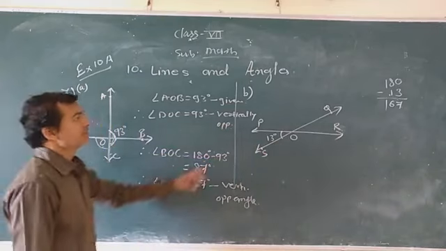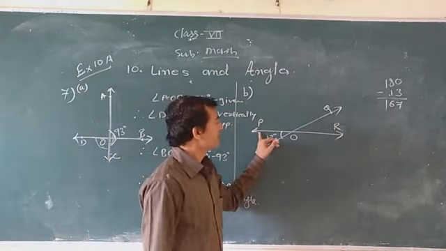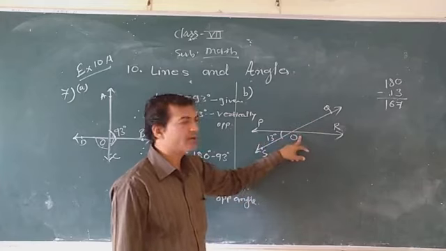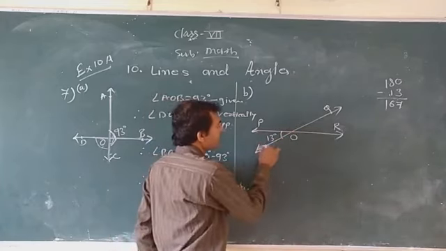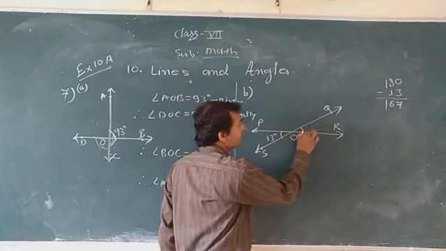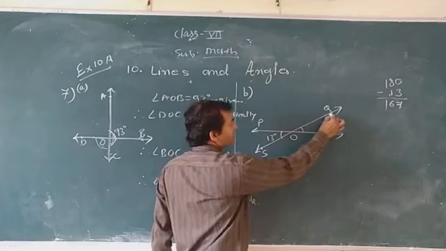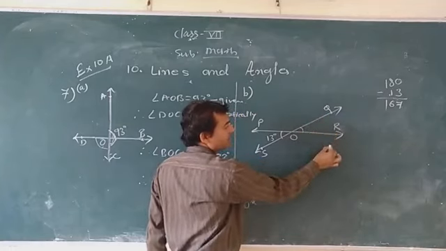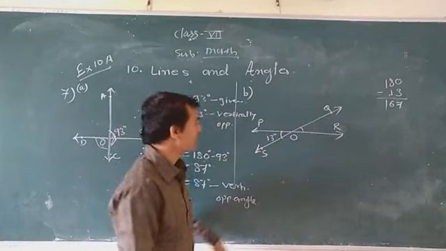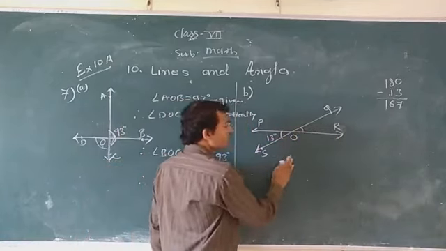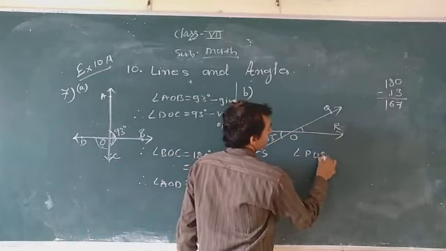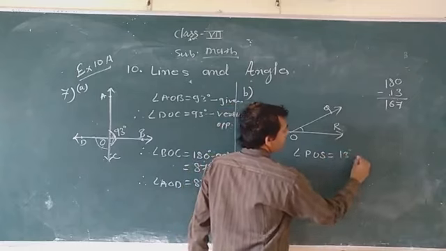Next diagram, B. Line PR and line SQ intersect each other at point O. This angle POS is given, that is 13 degree. So this is the vertically opposite angle. So that's why you can say angle QOR or ROQ is 13 degree, because vertically opposite angle. So what is given, that you have to write first. Angle POS is equal to 13 degree. It is given.